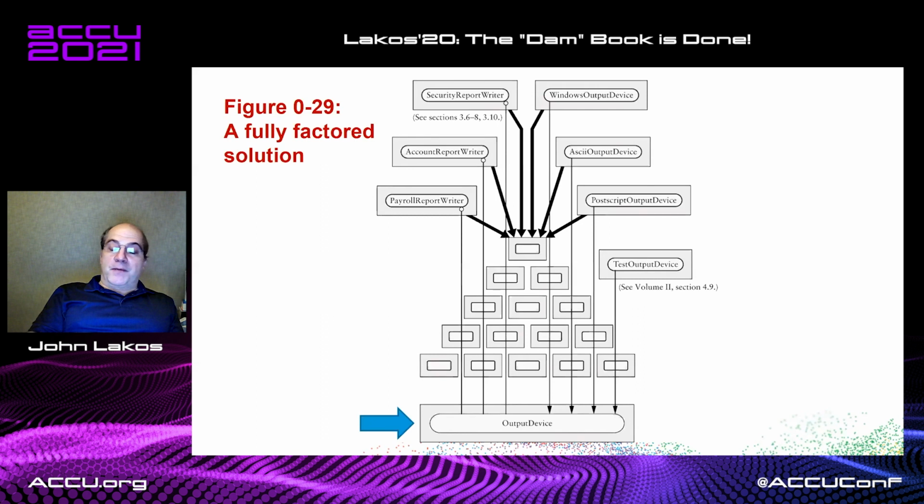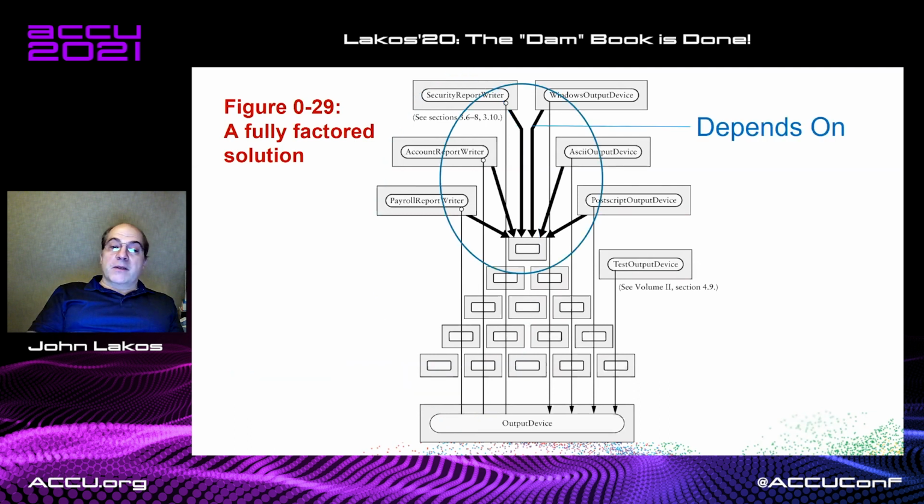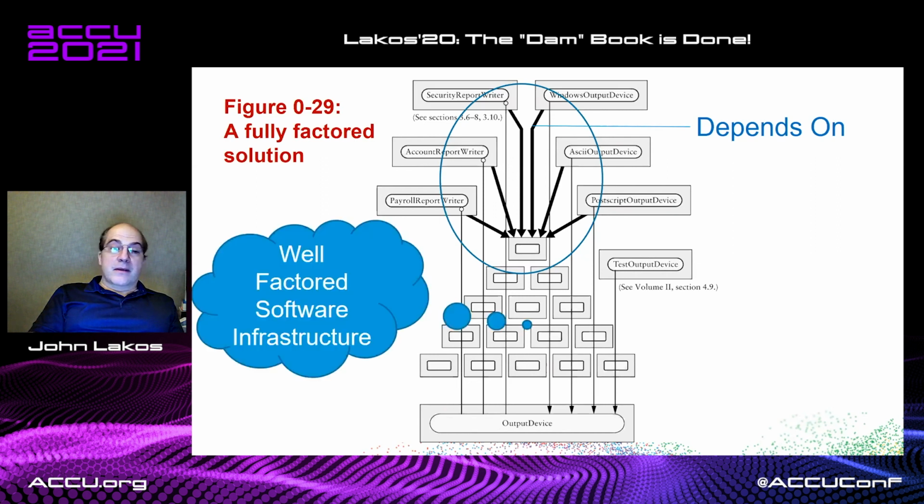So here's our output device. It's an abstract interface. Here are our implementations of the abstract interface. Here are our users of the abstract interface, and overall, they all depend on this body of software that's hierarchically reusable. Again, this is well-factored software.